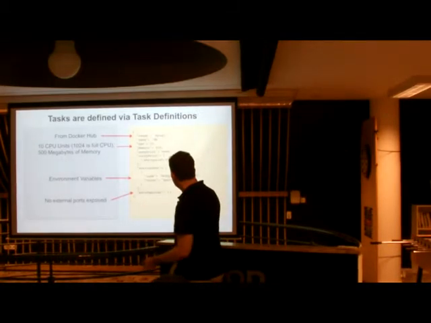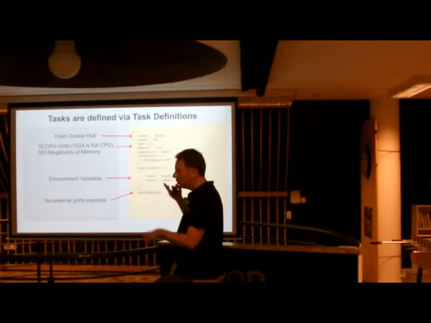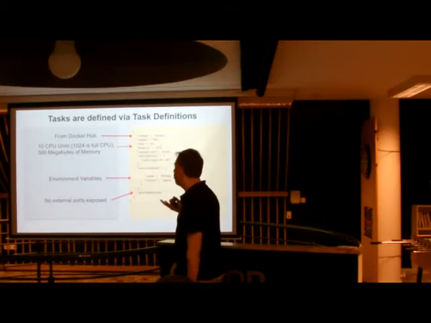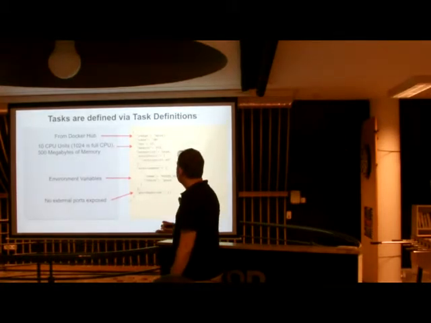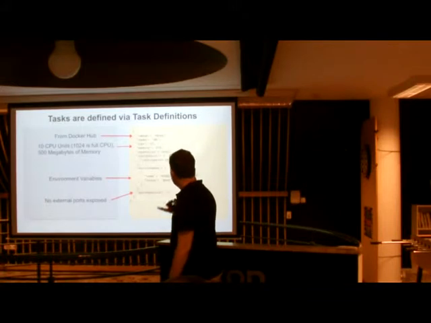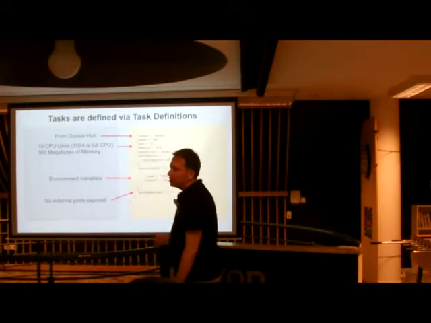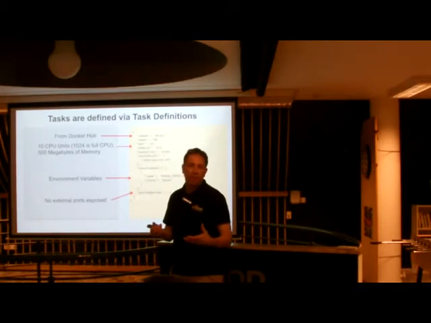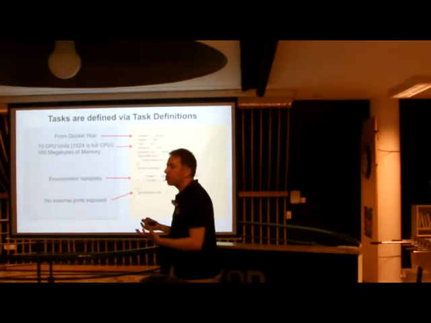So in this case, you are giving 1/100th of a core to this container, so very little power. Memory is in megabytes, so 500 megabytes. And then you can pass environmental variables. This is very nice because it's the best way to customize the execution of a Docker container.